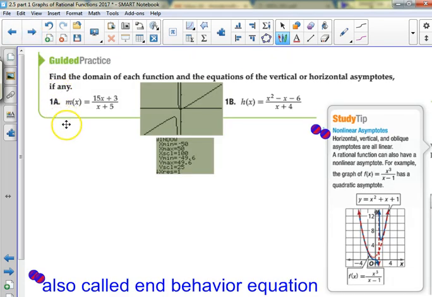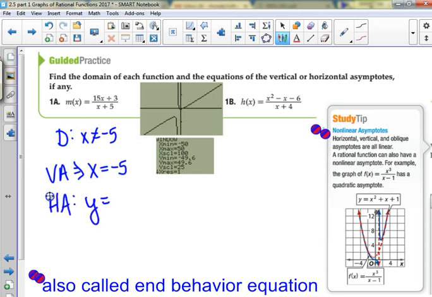All right. Do you have these two or not? No? All right. This one right here is equal weight. Where would it have a domain? Where could the domain not equal? X could not equal -5. It would have a vertical asymptote at -5. It is top heavy, so the horizontal asymptote would be where? Leading coefficient over leading coefficient? 15. Okay.